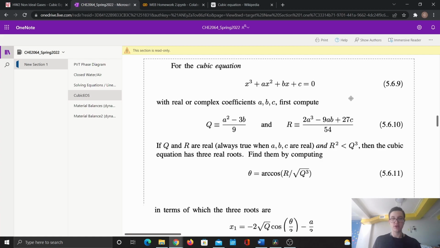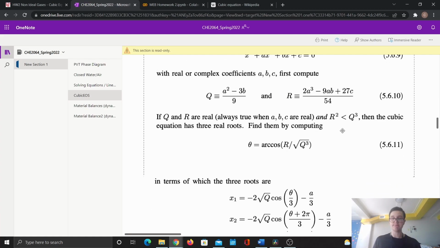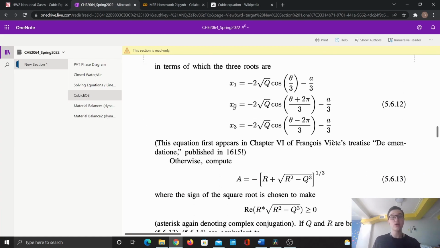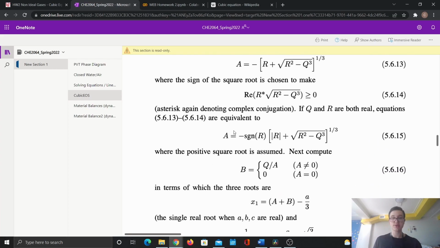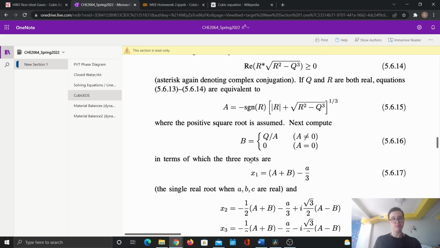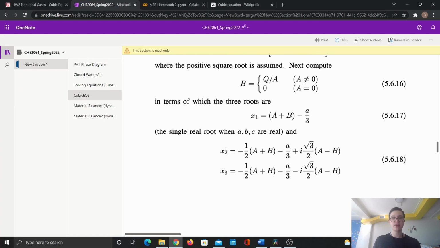So for the cubic equation, we have Q, we have R, we have some determining characteristics. If R squared is less than Q cubed, then theta has a value, and then you can find x1, x2, and x3. There are some other values here with A, some roots, a different A, B, etc.